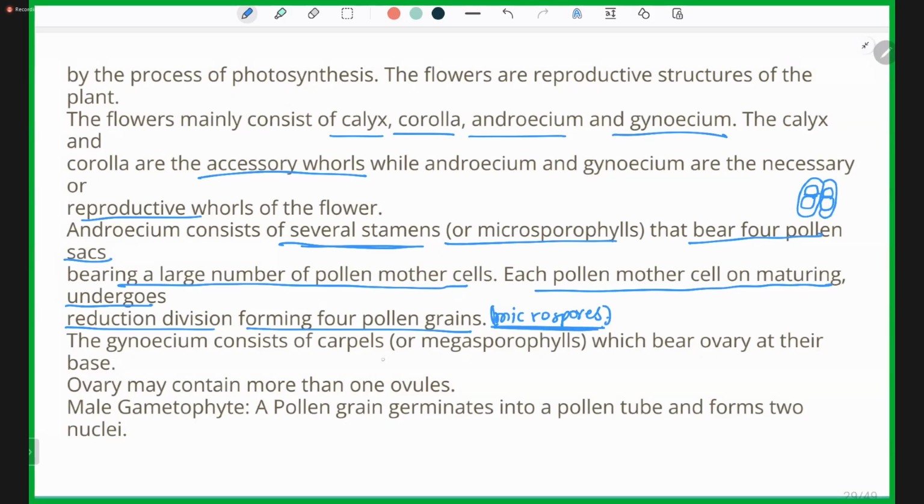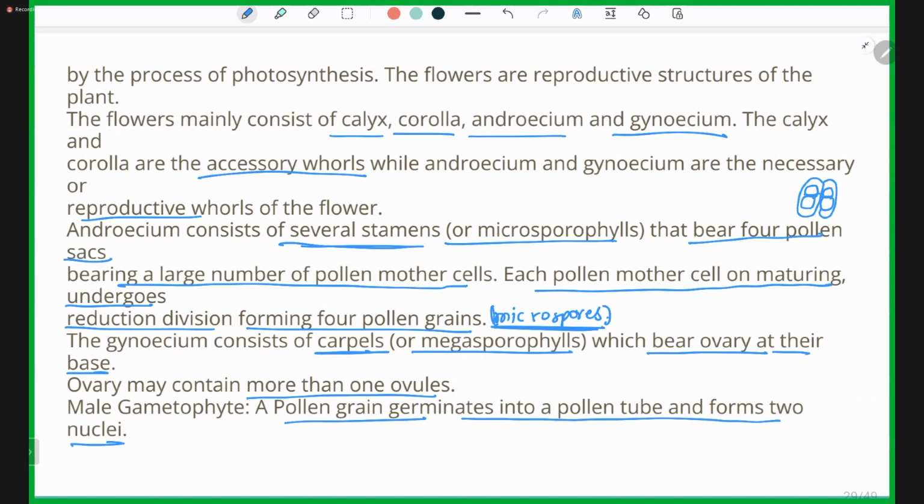The gynoecium consists of carpels or megasporophylls which bear the ovary at their base. Now, the ovary may contain one or more ovules. The ovary can contain either one ovule or more ovules as well. The male gametophyte, the pollen grain, germinates into a pollen tube and forms two nuclei.